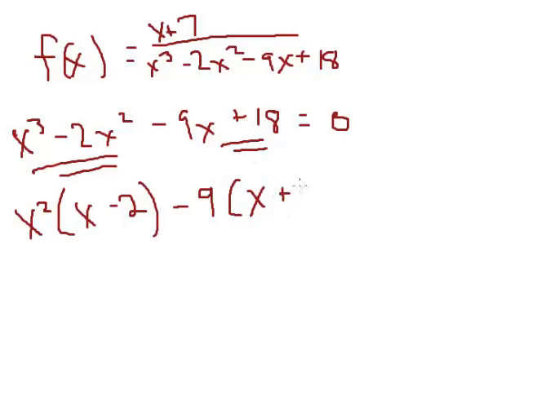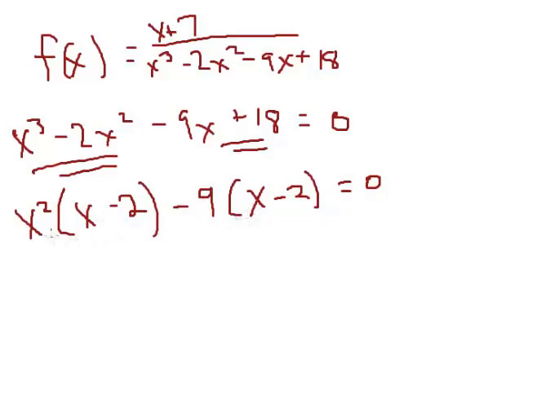So you can pull out a, I'm sorry, whoops. See, I did a plus, but of course I needed to do a minus, because positive 18 divided by negative 9 is negative 2 equals 0. So now look at what we have over here. Now we've got x squared times x minus 2 minus 9 times x minus 2.